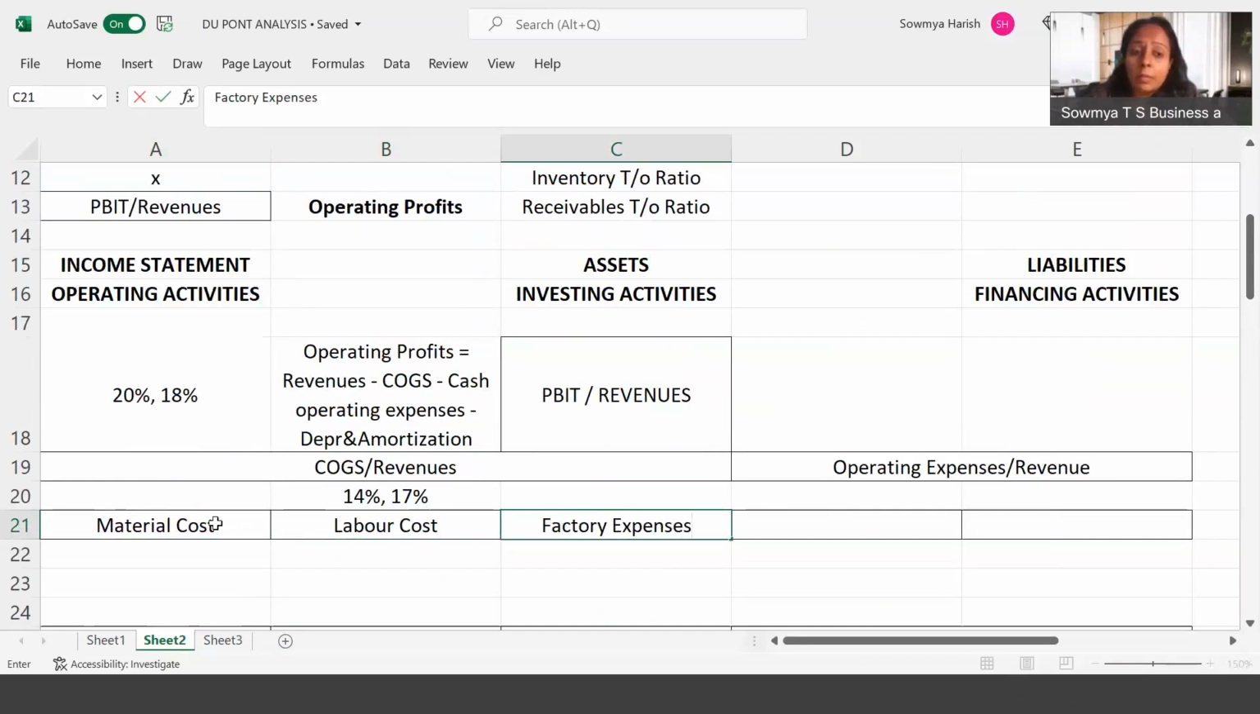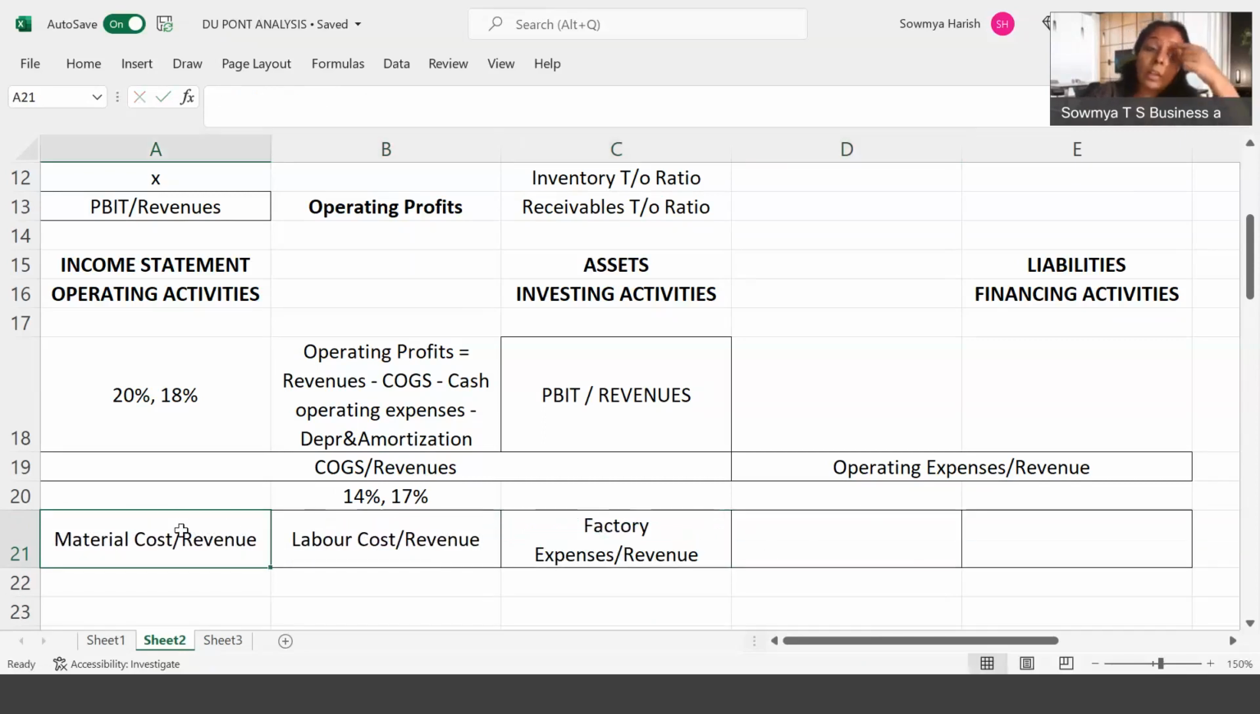Okay, so the next step is that we will try to learn the relationship between material cost and the revenues. How your material cost has influenced your revenues. Material cost divided by revenue, labor cost divided by revenue, and the factory expenses divided by revenue. Okay, so here we'll get to know whether the material cost has influenced your increase in the cost of goods sold, or labor cost, or factory expenses.